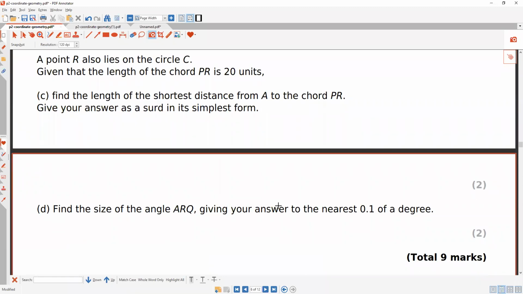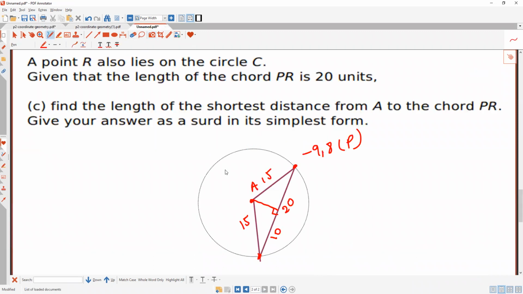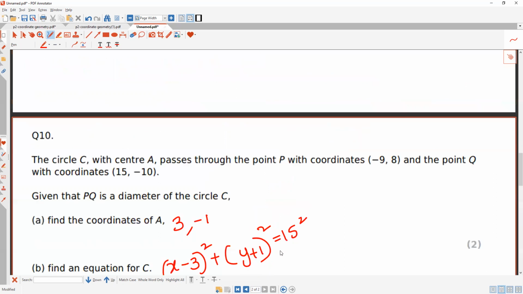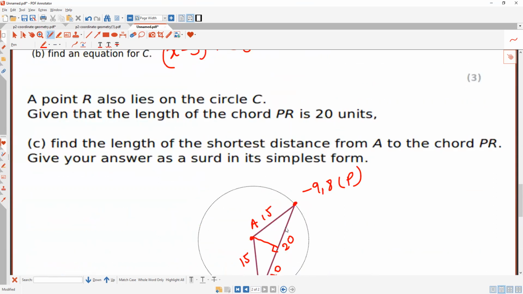D part. Oh, there is a D part also there. Find the size of the angle ARQ, giving your answer to the nearest 0.1 degree. Okay, ARQ. Find that ARQ. Now, you know, this is your A, this is P, and this is your R. And what's Q, by the way? P and Q is a coordinate 15, minus 10.